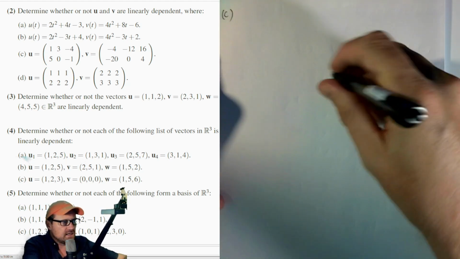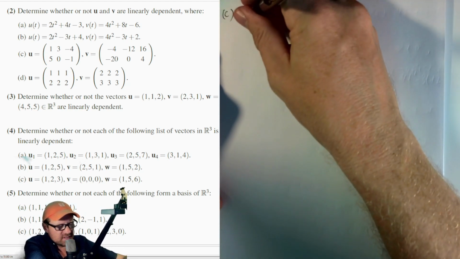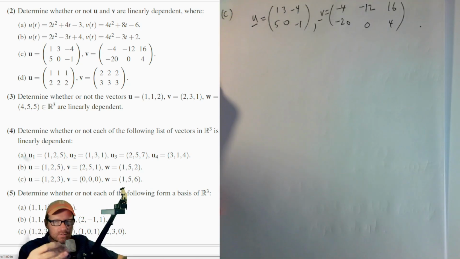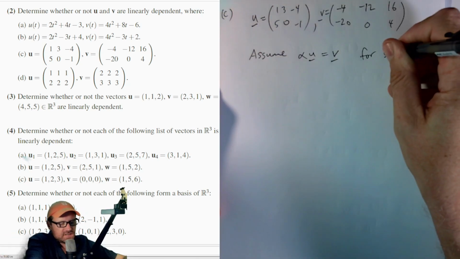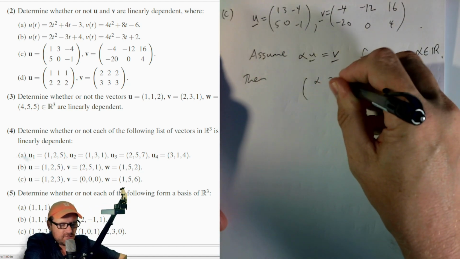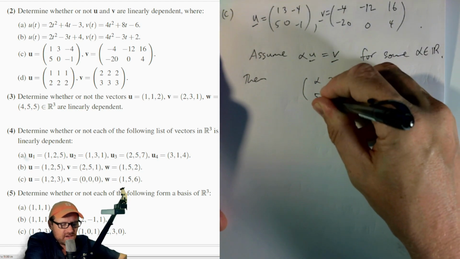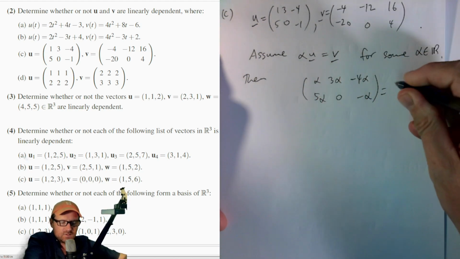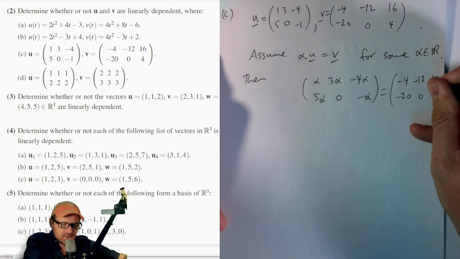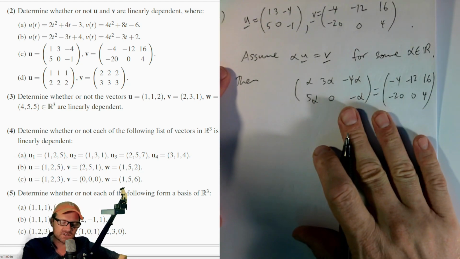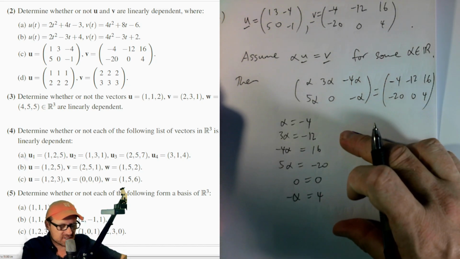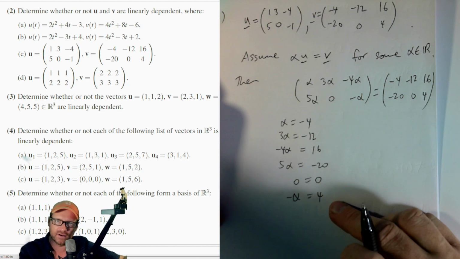Okay, 2 part C. This time we have two matrices, and we're going to view these as vectors. Again, because we only have two of these, assume that alpha times u is equal to v for some real number alpha. If this is the case, then the matrix with entries alpha, 3 alpha, -4 alpha, 5 alpha, 0, -alpha is equal to v, with entries -4, -12, 16, -20, 0, 4. Here's one vector equation that gives rise to 6 scalar equations, and we need to see whether they're consistent.